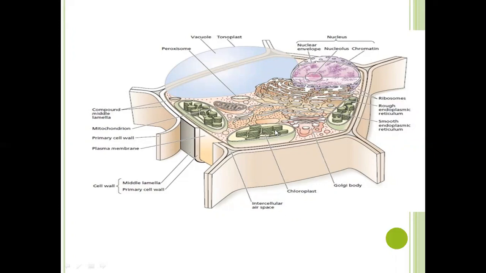This is the chloroplast, intercellular spaces. This is the middle lamella, primary cell wall. The cell wall is having two layers, that is middle lamella and primary cell wall. The primary cell wall is here. This is the plasma membrane, mitochondria, and compound middle lamellae. These are the compound middle lamellae. This is the structure of cell.